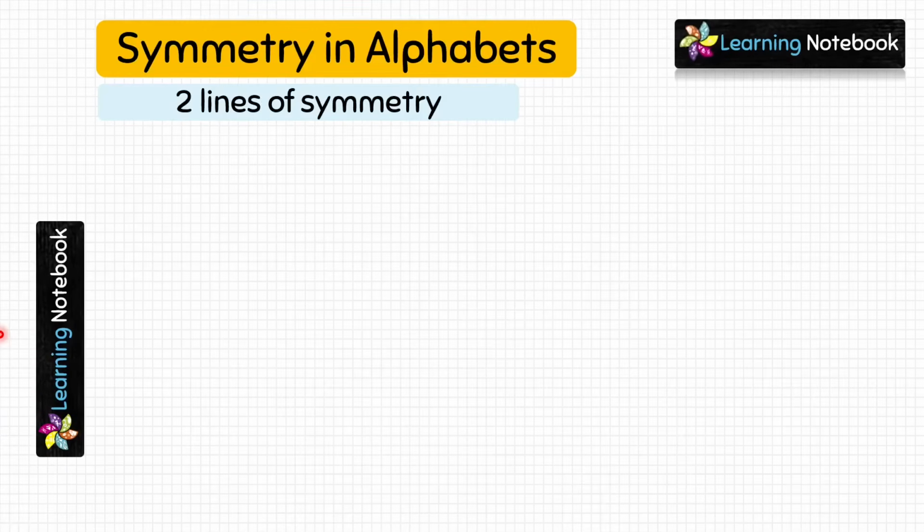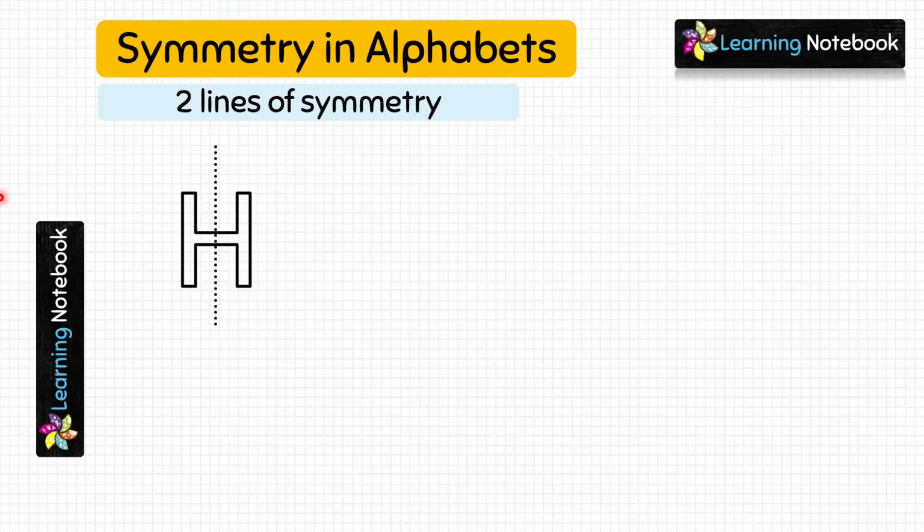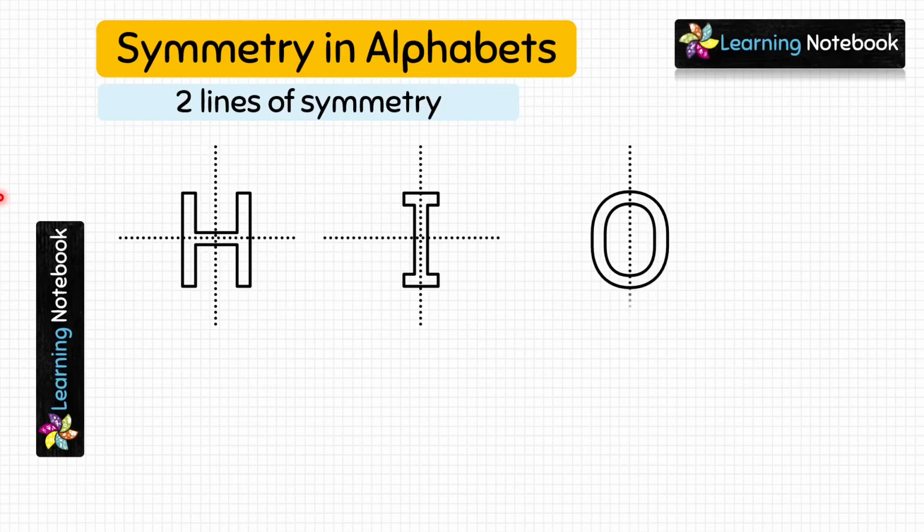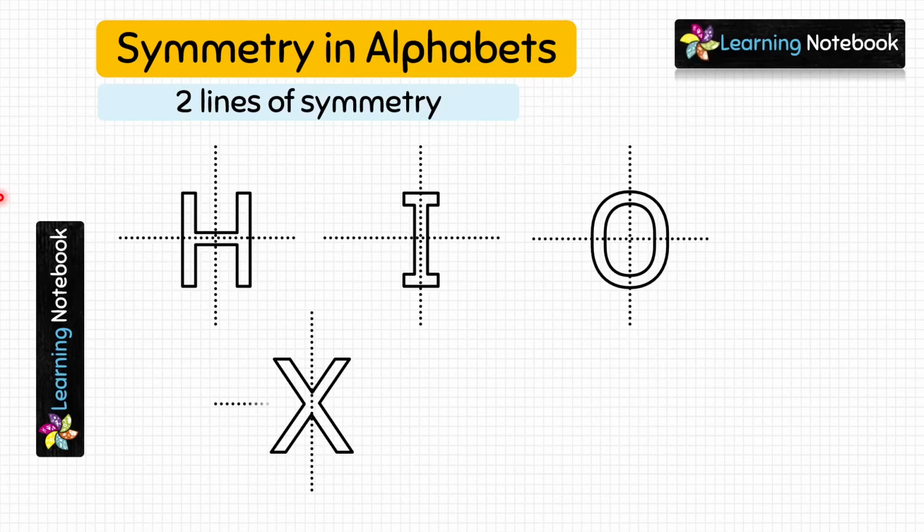Now let's see alphabets which have 2 lines of symmetry. H. H has 2 lines of symmetry, vertical as well as horizontal. Similarly, I, O, X. All these alphabets have 2 lines of symmetry, vertical as well as horizontal.